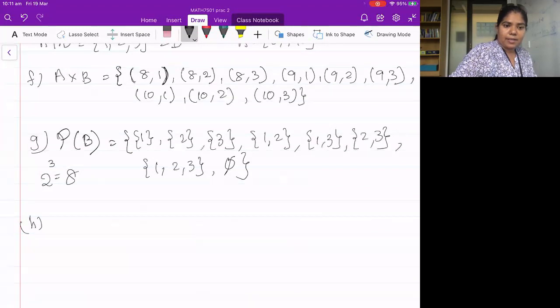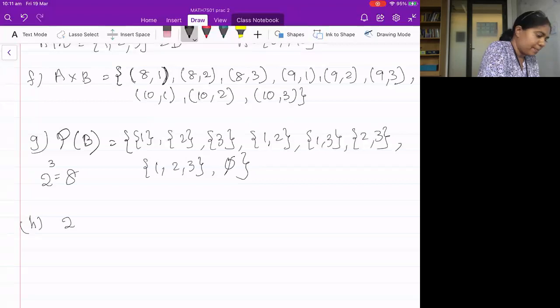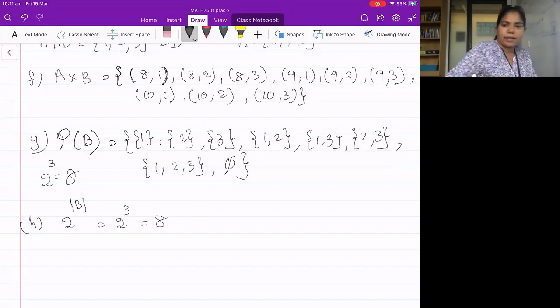What is the number of elements in the power set of B? We just computed that. That is 2 to the power of the number of elements in B, which is 2 to the power 3 equals 8. Okay. I hope that's clear enough for question 1. Is there any question? Everyone is okay? Okay, good.